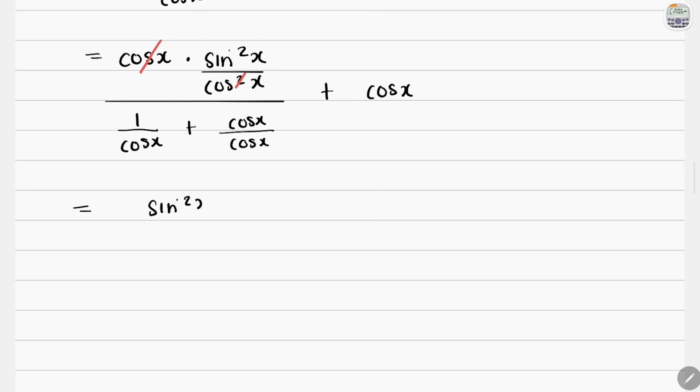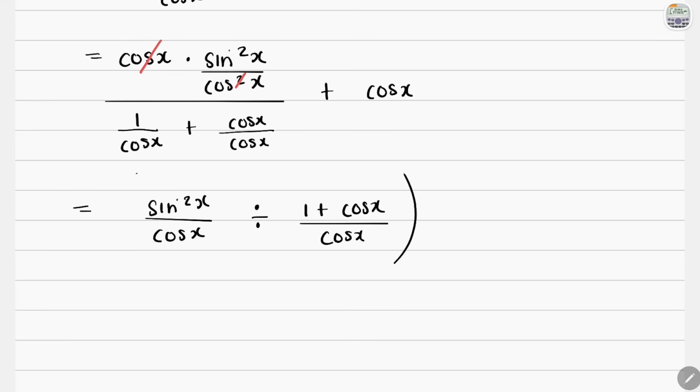So sine squared x over cos x, but then in this denominator, we have 1 plus cos x, and then over cos x. Here's how we can rewrite it. You can just divide. You're saying divided by. So that's that divided by 1 plus cos x all over cos x.